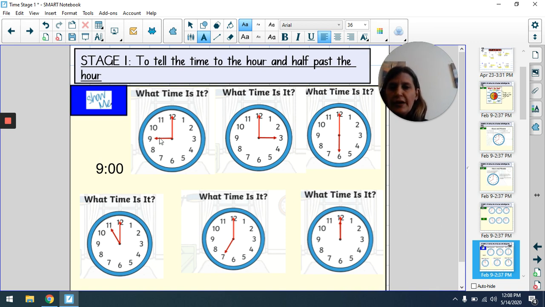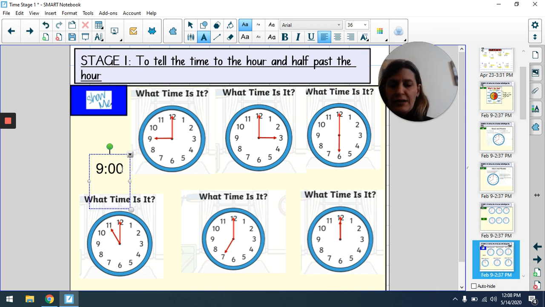So we've got 9 o'clock, 3 o'clock. Don't get confused here, shortest hand is pointing to the 6, that's my hour hand, 6 o'clock. 11 o'clock. 7 o'clock. 12 o'clock.